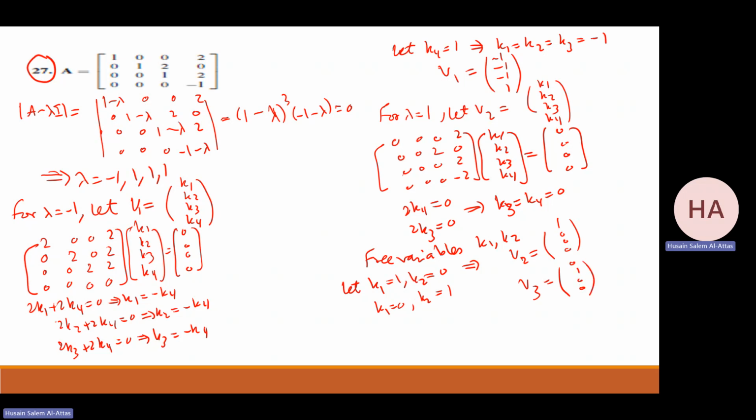How many eigenvectors do we have? We have 3. We don't have 4. We have only 3 eigenvectors. So that means A is not diagonalizable, because I need 4 for A to be diagonalizable.